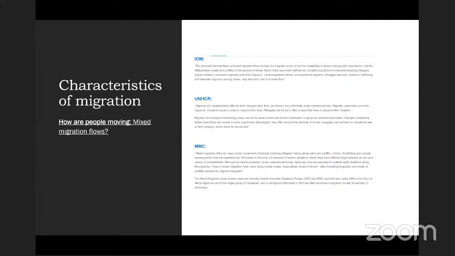So here you're talking about complex population movements. You have refugees, IDPs, economic migrants, and other migrants, but also minors, environmental migrants, smuggled persons, and victims of trafficking, all forming these mixed flows. And this is the mode in which people are moving. UNHCR says that when we look at mixed migration flows, we need to understand that migrants are fundamentally different from refugees, and therefore we should treat them very differently under international law.